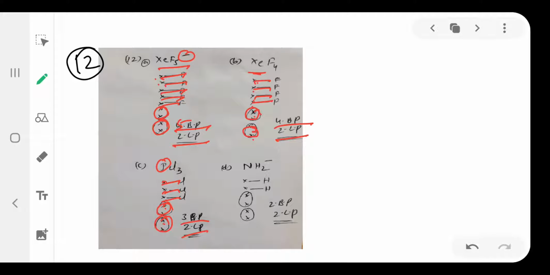NH2 minus: nitrogen has 5 valence electrons, 1, 2, 3, 4, 5. But a minus charge is there, so 1 more electron, making 6. Out of 6 electrons, 2 electrons form bonds with the two hydrogens, and the remaining 4 are lone pairs. So it also contains 2 lone pairs.